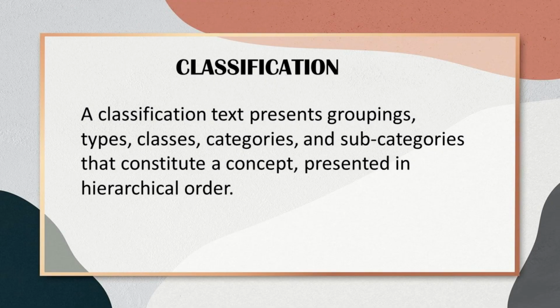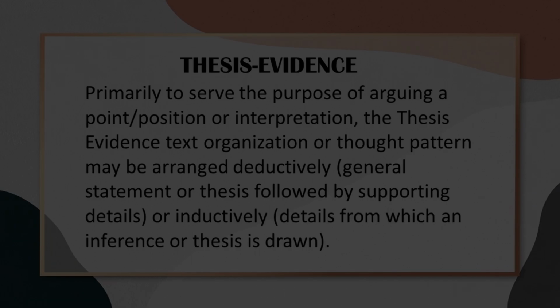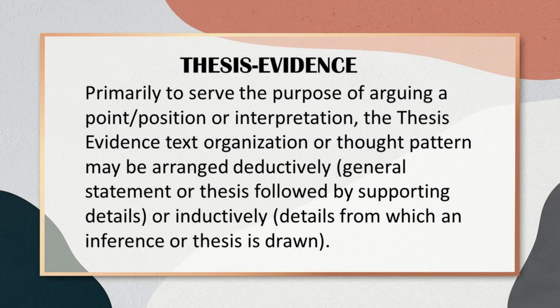Eighth is classification. A classification text presents groupings, types, classes, categories, and subcategories that constitute a concept presented in hierarchical order. Ninth one is thesis evidence, primarily to serve the purpose of arguing a point, position, or interpretation. The thesis evidence text organization or thought pattern may be arranged deductively, general statement or thesis followed by supporting details, or inductively, details from which an inference or thesis is drawn.